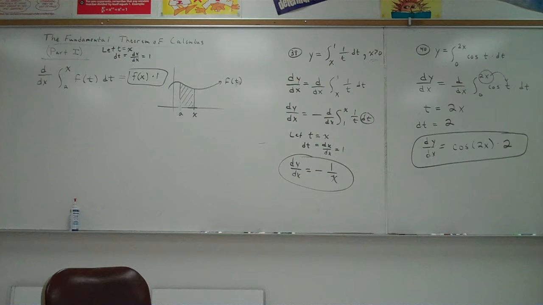Any questions about that? It's really just a matter of plugging in your upper bound in for t and then multiplying by the derivative of that upper bound.